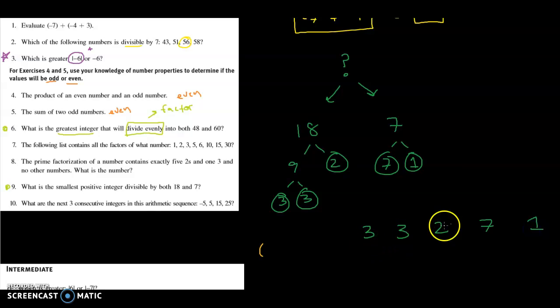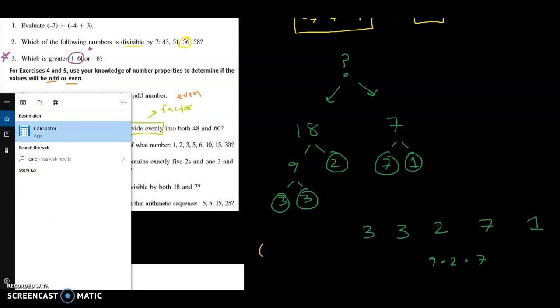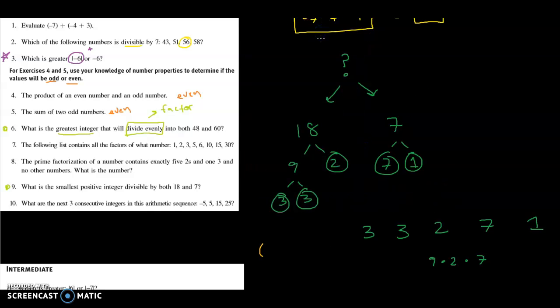Well, if we multiply all that together, what is this, 9 times 2 times 7. I'm going to pull up my calculator. I probably could do this in my head, but I'm getting old. So what is this number going to be? 18 times 7 gets us to 126.